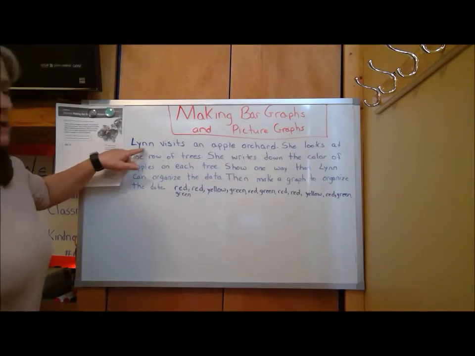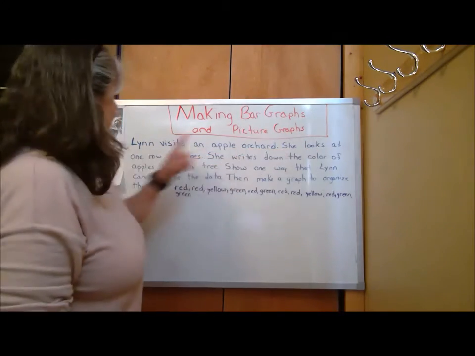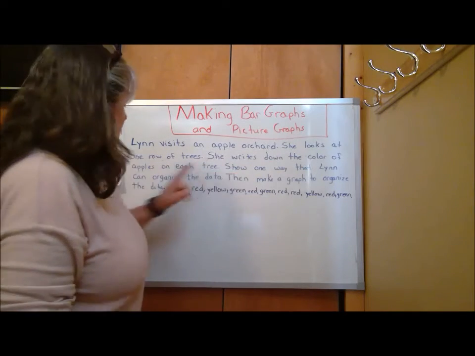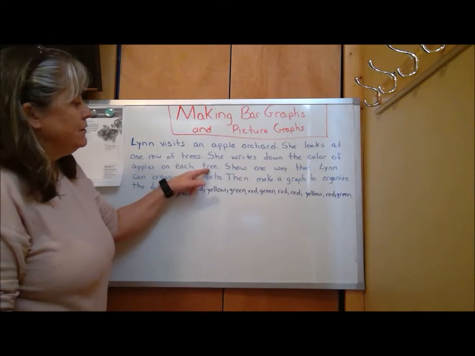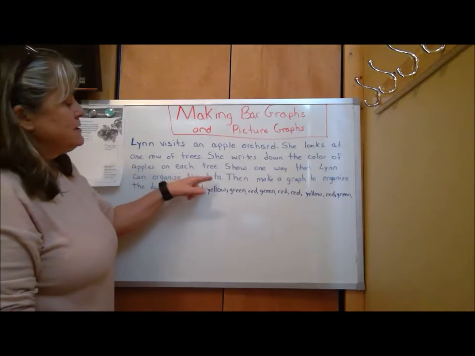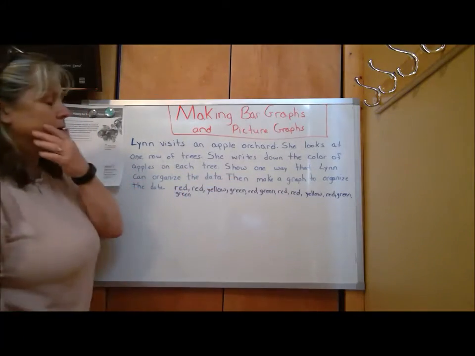It says, Lynn visits an apple orchard. She looks at one row of trees. She writes down the color of apples on each tree. Show one way that Lynn can organize the data. Then make a graph to organize the data.